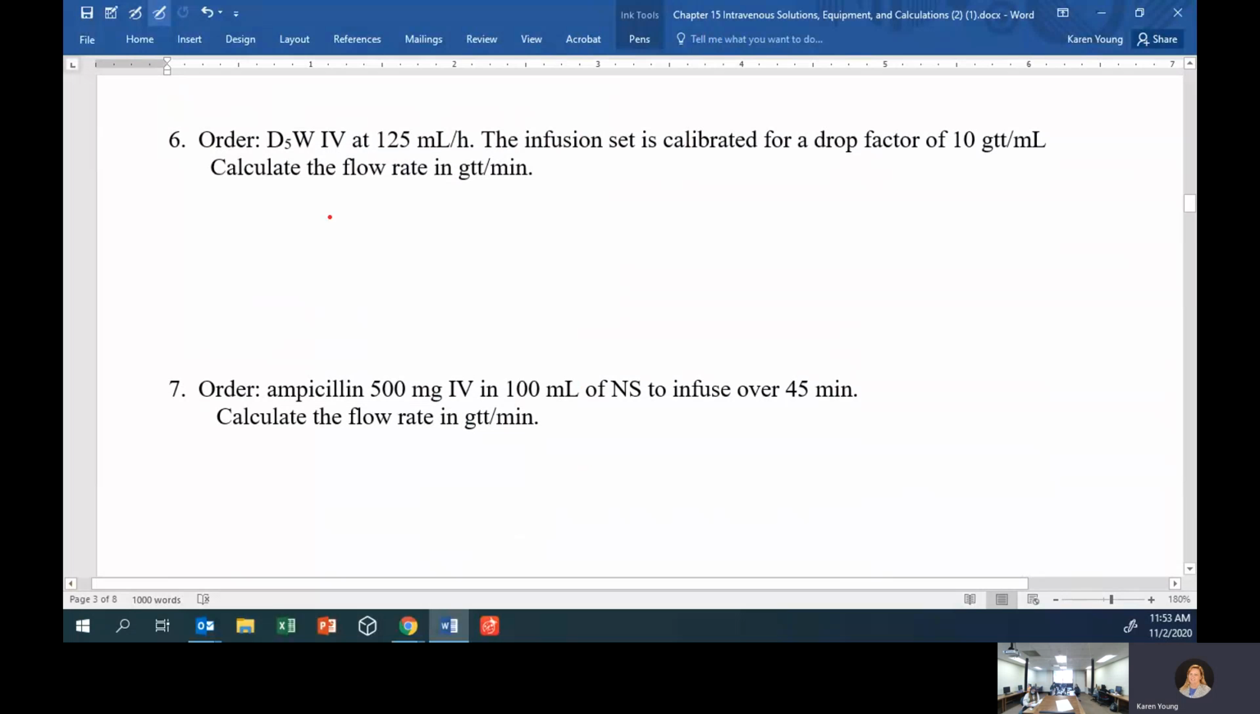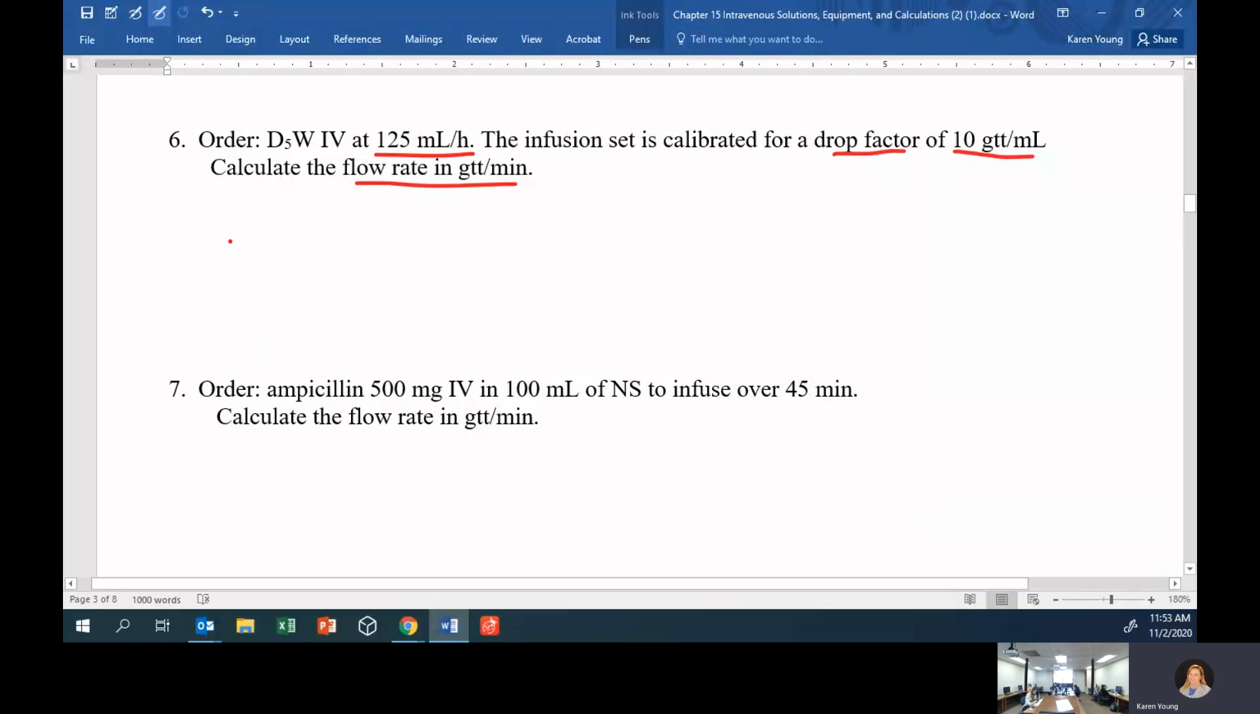So to use these, in number 6, I've got 125 milliliters per hour. That's my rate, but that's also my volume. 125 milliliters is my volume. The hour is my time. The infusion set is calibrated for a drop factor of 10 drops per milliliter. It says calculate the flow rate in drops per minute. A lot of these I will just say to calculate the flow rate. If you're given a drop factor, you're automatically calculating it in drops per minute.